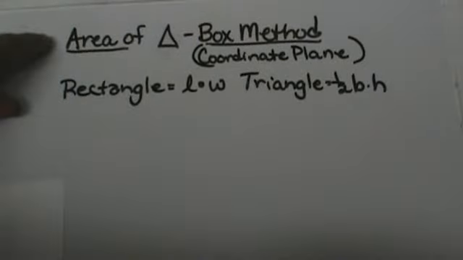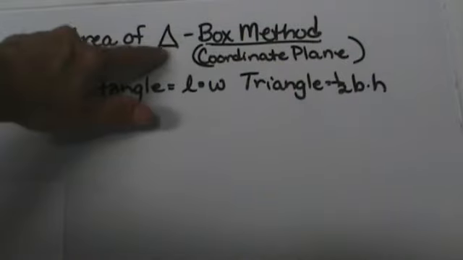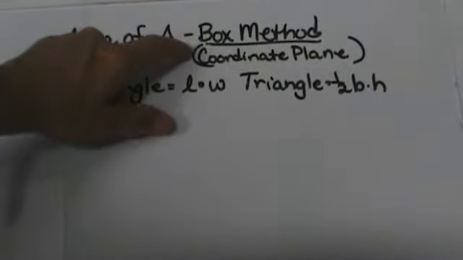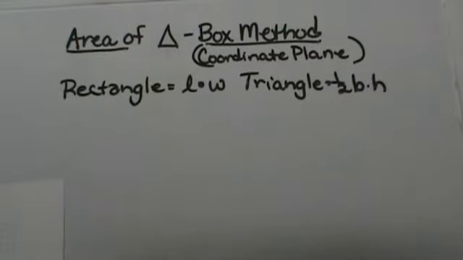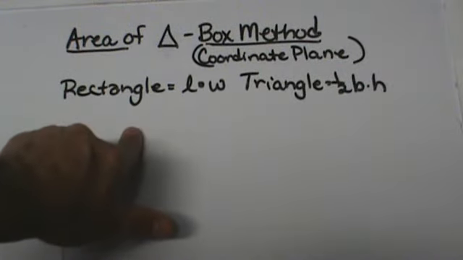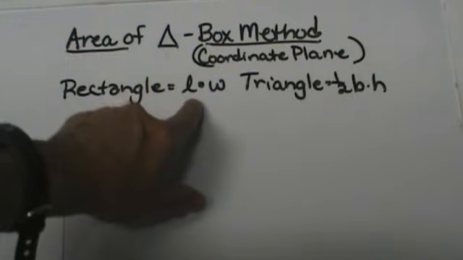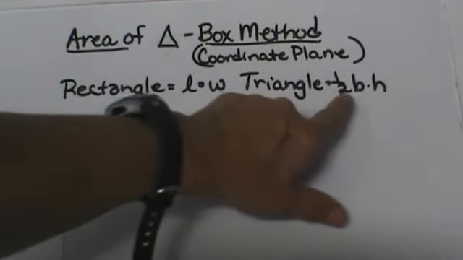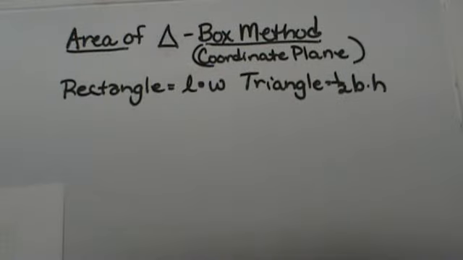Today I'm going to teach you how to find the area of a triangle using the box method. Now you're going to need to have your triangle already drawn on the coordinate plane. And you need to know two formulas before you start. You need to know the area of a rectangle, which is length times width, and the area of a triangle, which is 1/2 base times height. If you know all those items, then you're good to go.